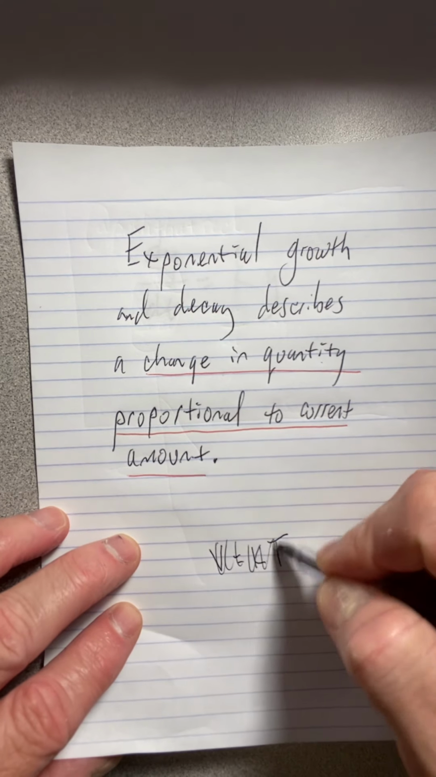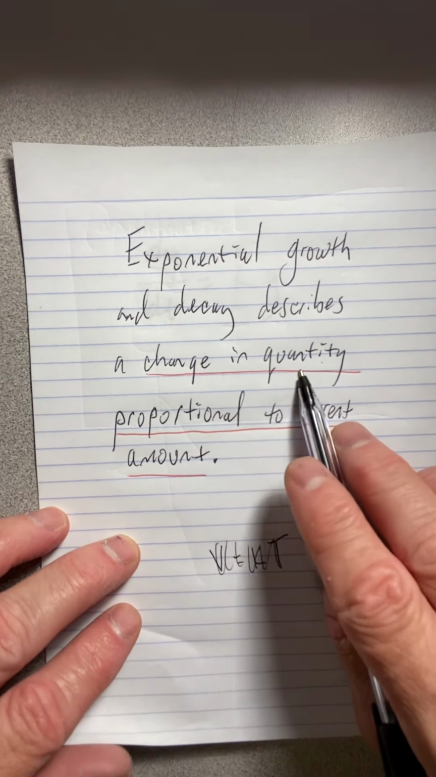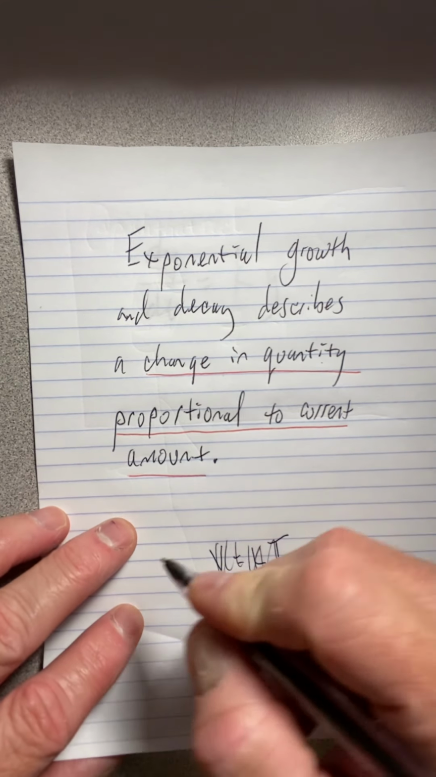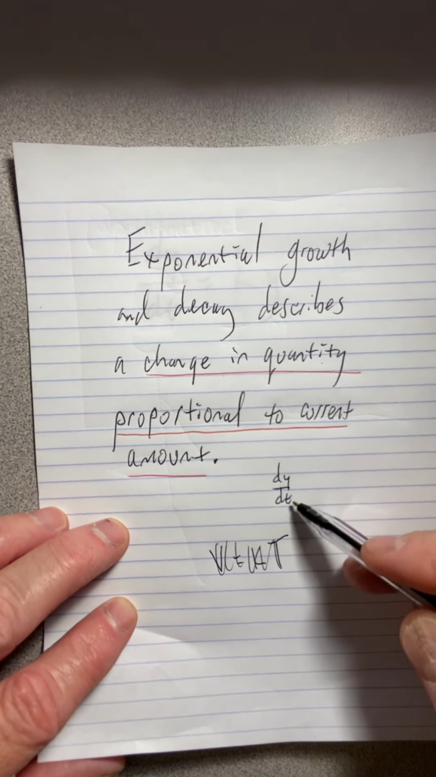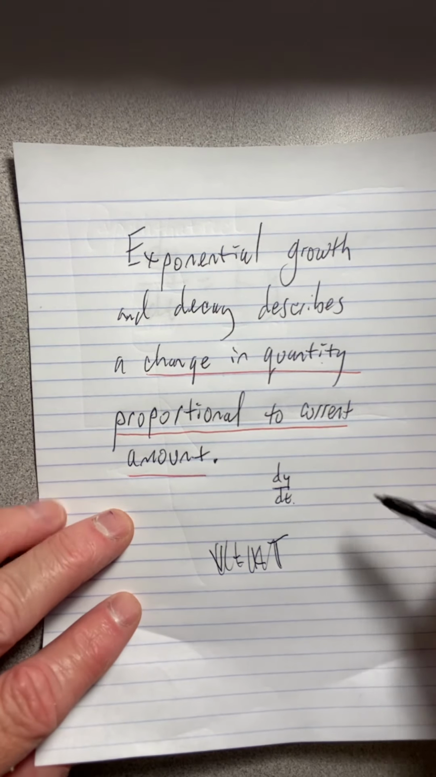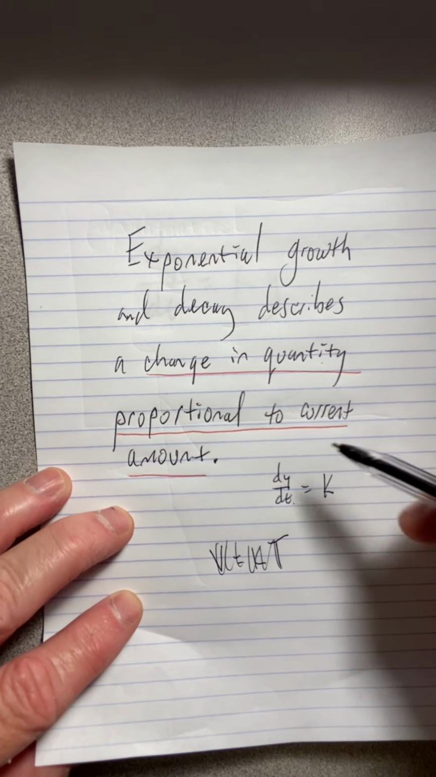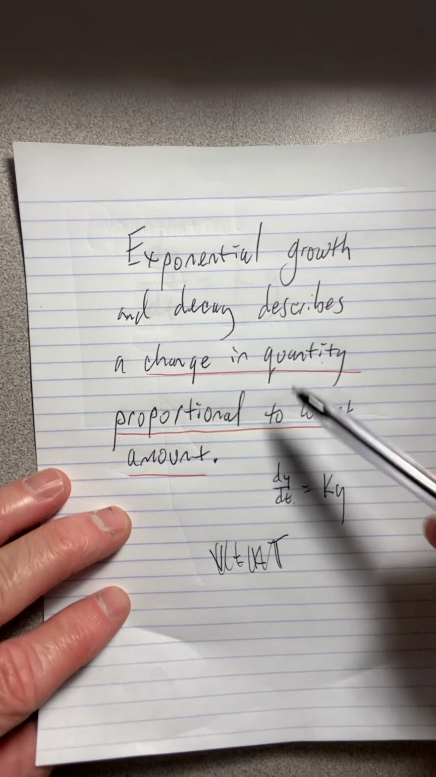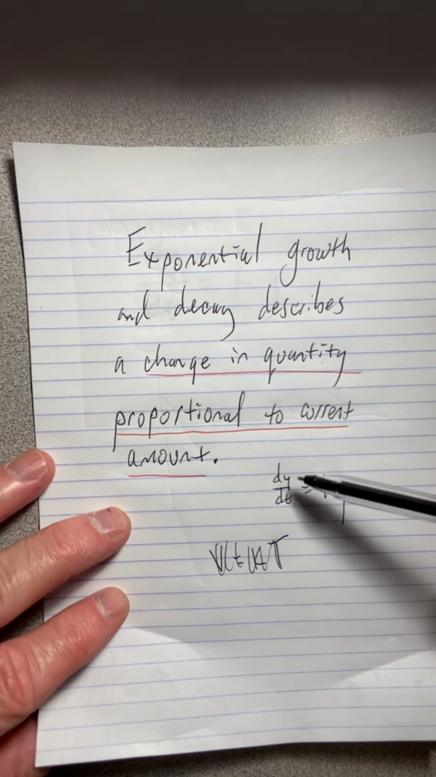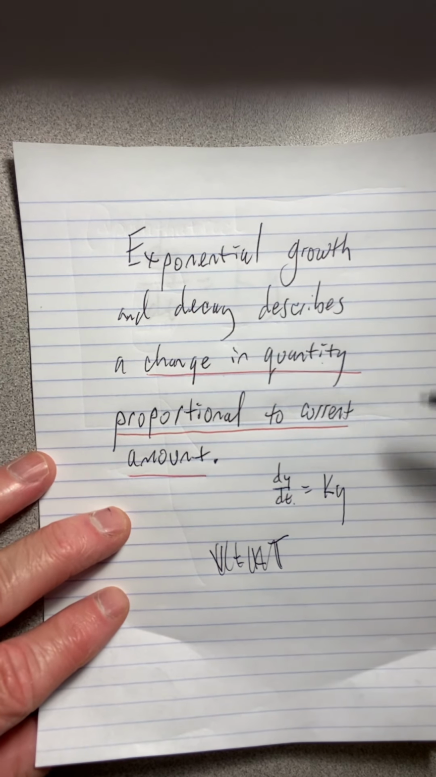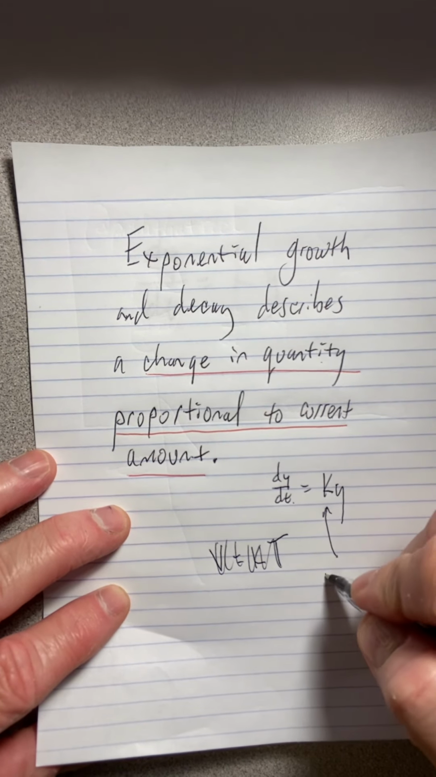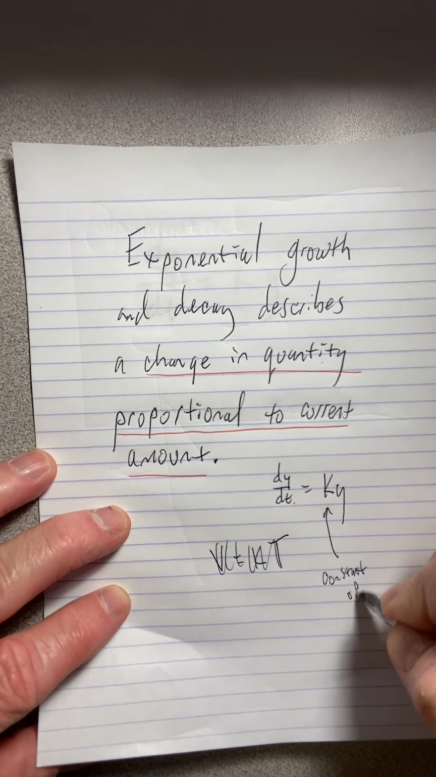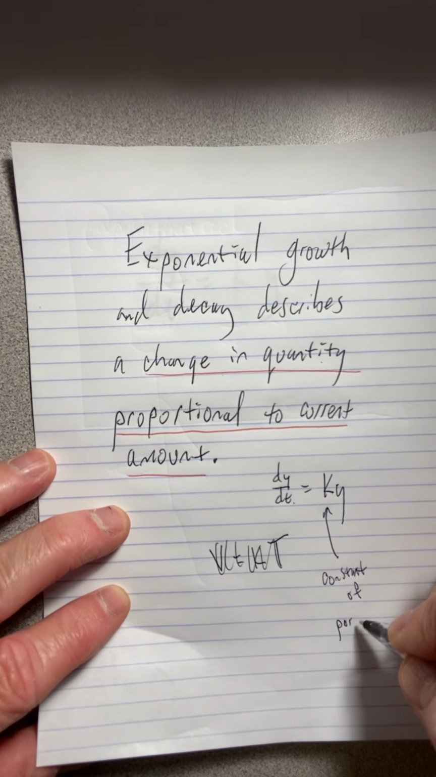So let's try to apply what we know about this proportional and change in a quantity. So let's say y is our quantity. Then the change in the quantity is dy dt if we're using t as a time input variable. And then it should be proportional to the amount, which is y. So this definition says that the derivative of the function describing the growth or the decay is proportional to, so this is called the constant of proportionality.